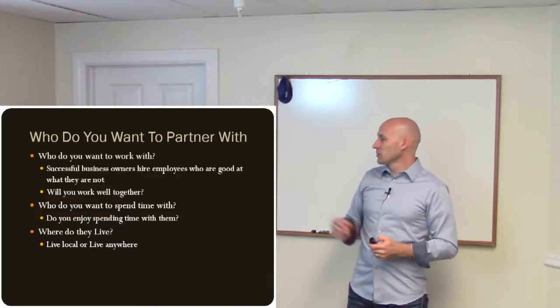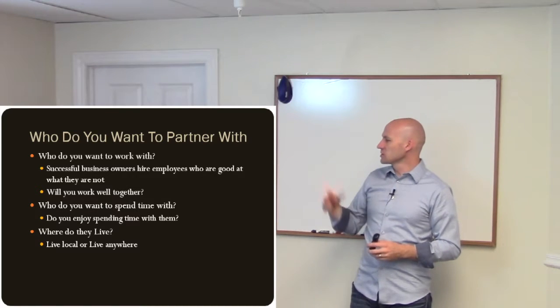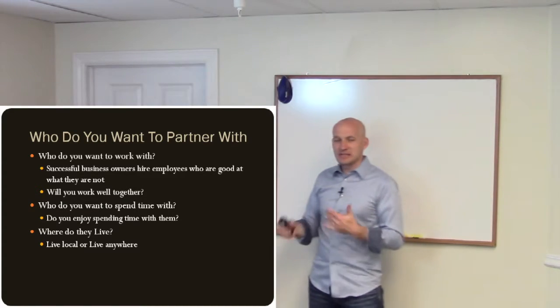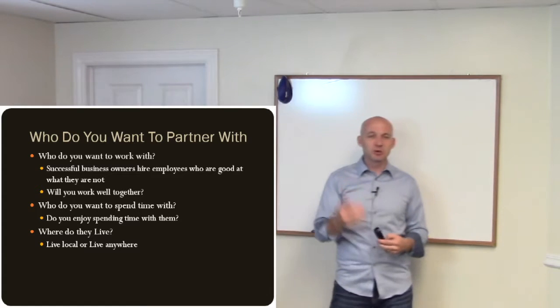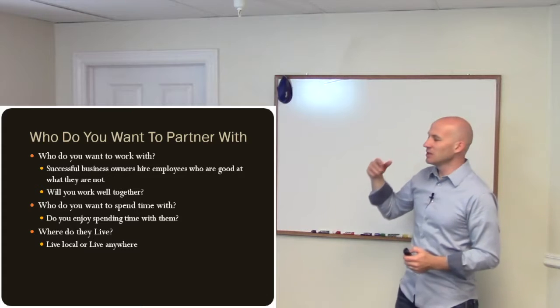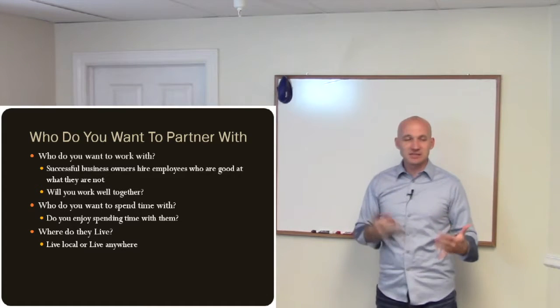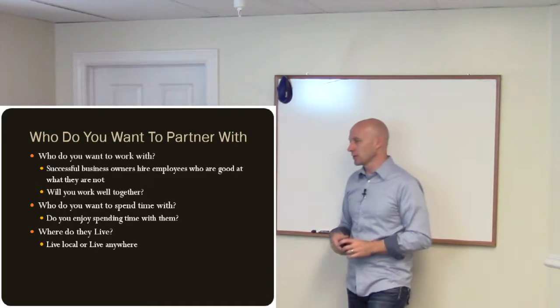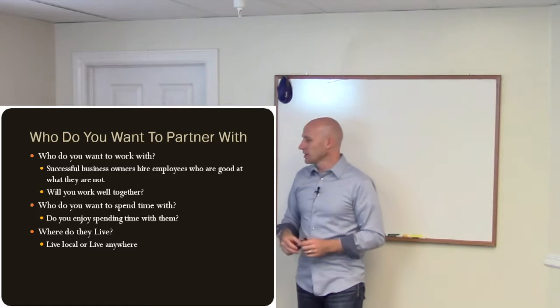Who do you want to spend time with? Who do you enjoy spending time with? Because you are going to be spending time together: weekly meetings. You're going to be doing personal mastermind meetings with them individually on a monthly basis. You're going to be meeting with them at least weekly as a mastermind group, possibly more, okay? And then where do they live?